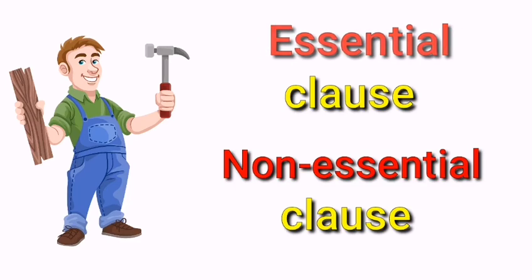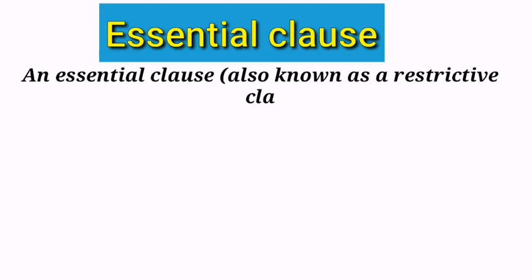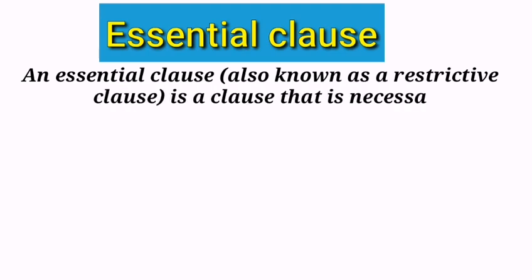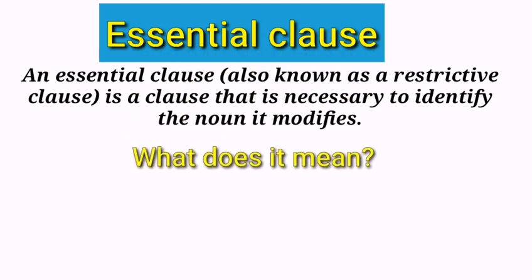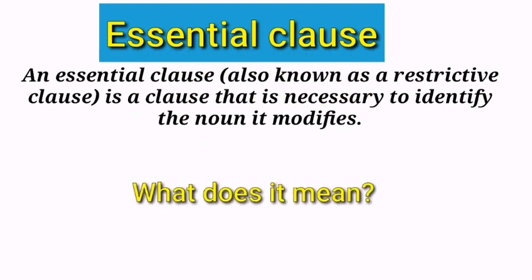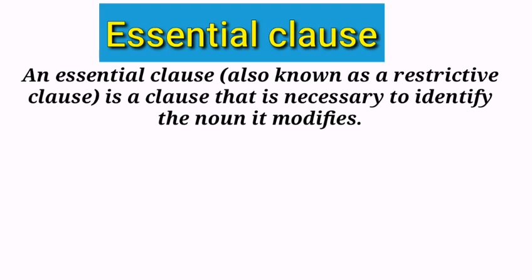Let's first learn an essential clause. An essential clause, also known as a restrictive clause, is a clause that is necessary to identify the noun it modifies. What does it mean? Simply, it means that it's a kind of clause which is essential to the meaning of the sentence. And, it is also called a restrictive clause.